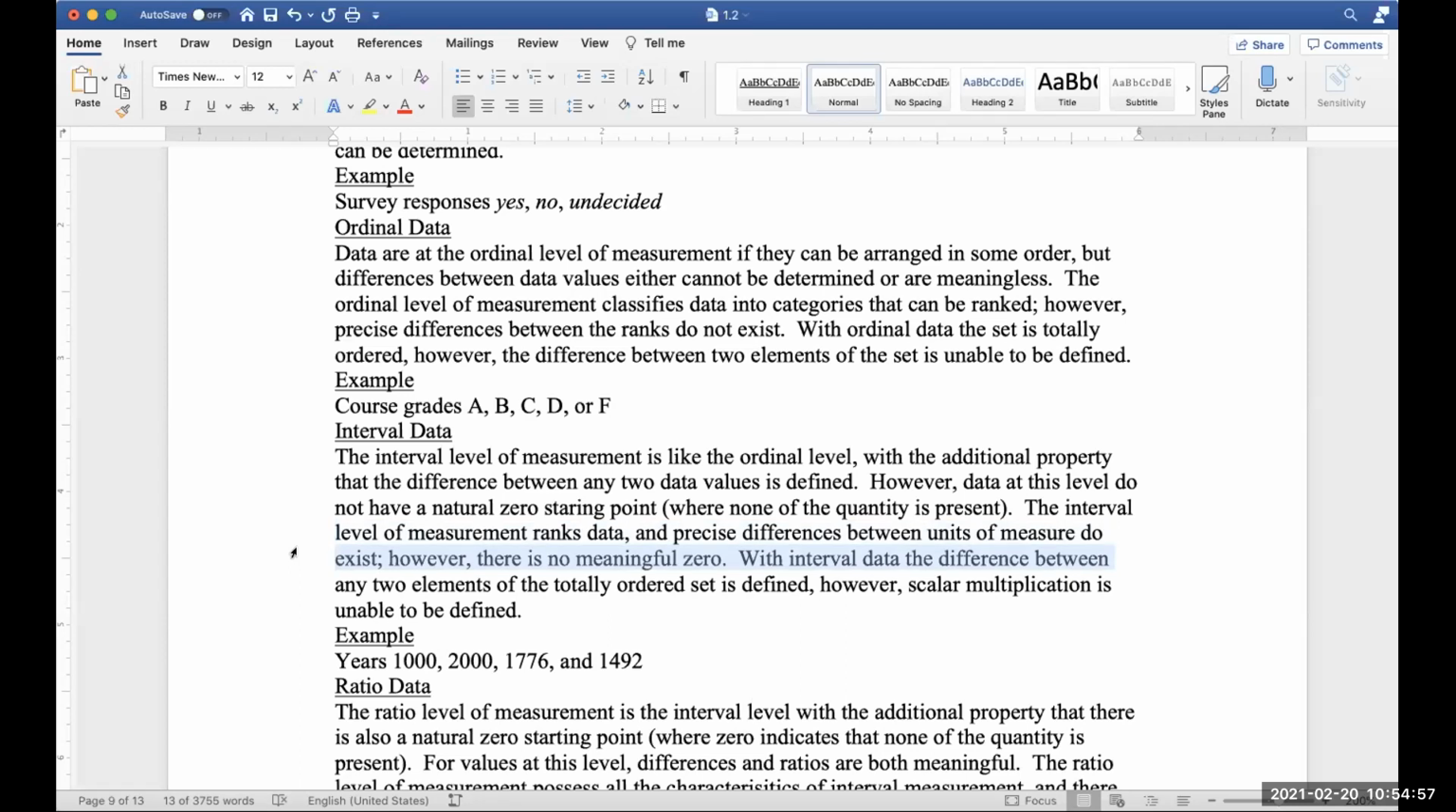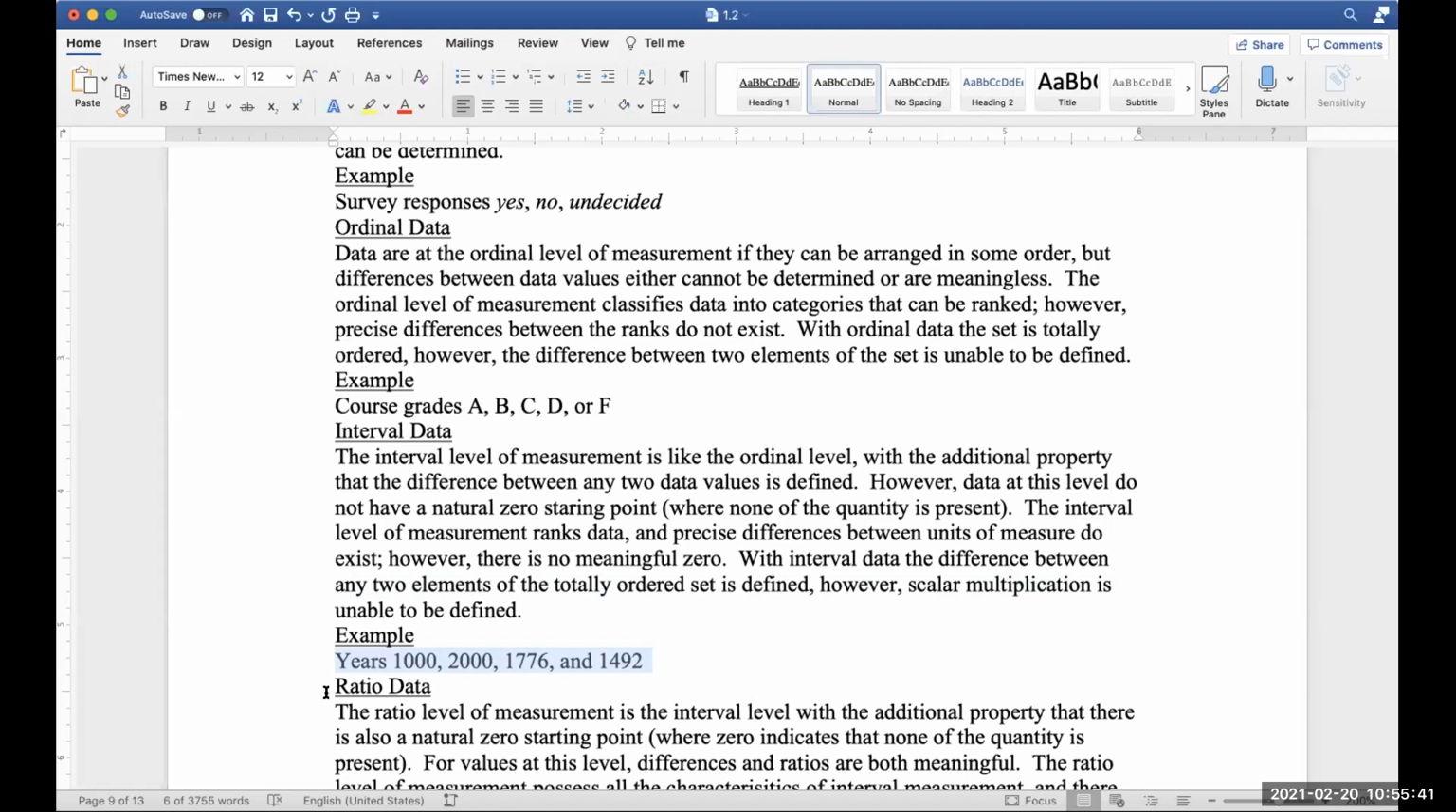So with the interval data, differences between any two elements of the totally ordered set is defined. However, scale and multiplication is unable to be defined. And so if you look at, say, the year 1000, the year 2000, well, 2000 is 1,000 years after 1000, but it's not twice the age of 1000 or whatever. It doesn't make any sense.